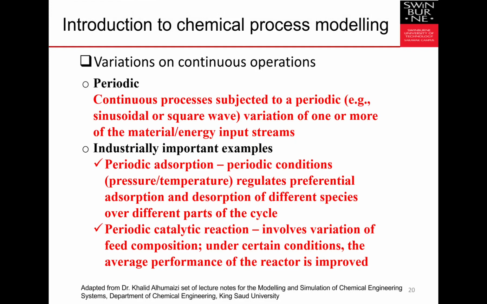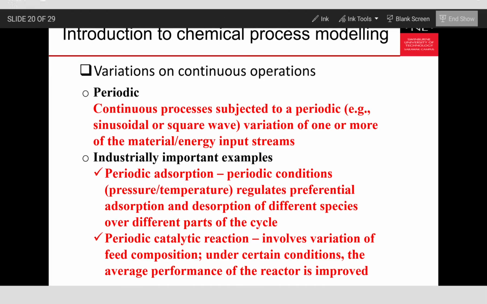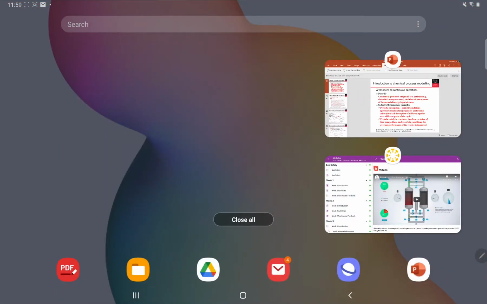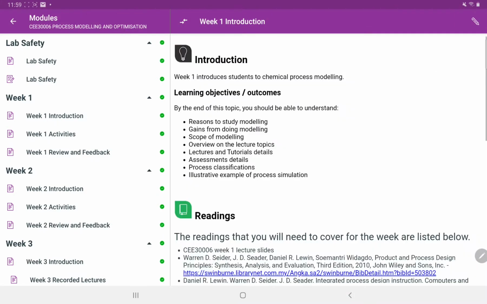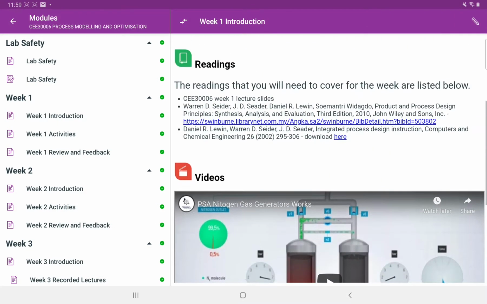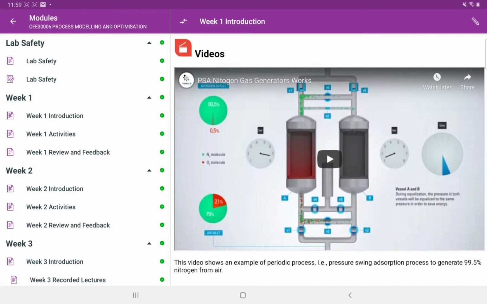Okay, I want to show a sample of a periodic adsorption process. I have put it in your Canvas, in week 1. So you go into your week 1 introductions. In here I'm using a Canvas teacher. I give an illustration of the pressure swing adsorption.